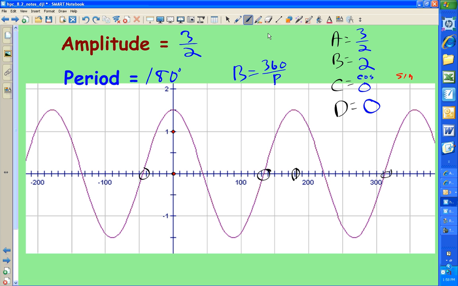Is C cosine or whatever? Cosine? Yeah. Is it always going to be the same as D? No. C is the x coordinate of the maximum. It's just a coincidence that these are the same.